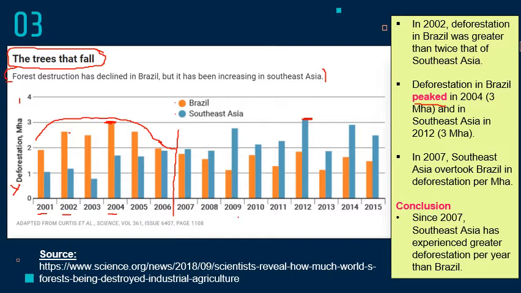So that's the turning point in this data. My conclusion is, since 2007, Southeast Asia has experienced greater deforestation per year than Brazil. And that's what this data shows us. It's pretty much similar to this statement, just a little bit more specific.